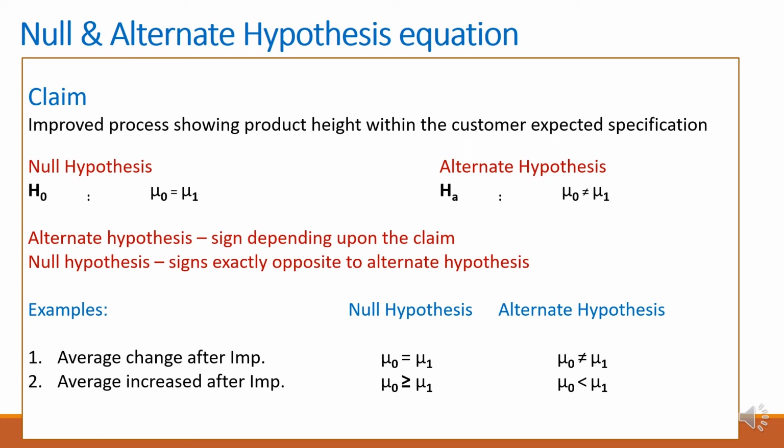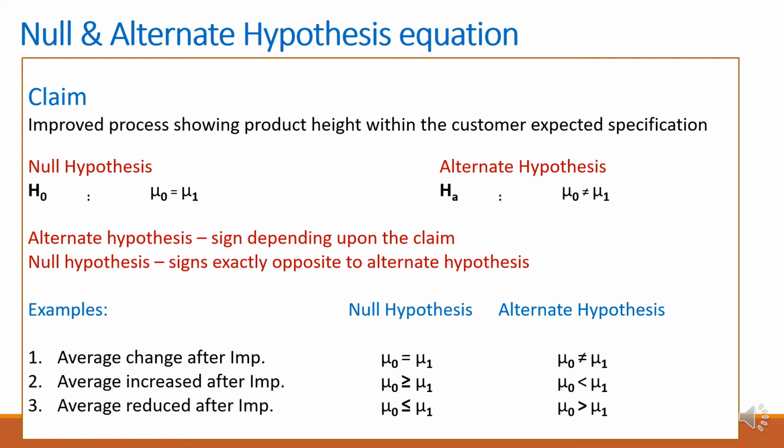Now the second one, average increased after improvement. The important thing to understand here is the increase. That means it is a one-sided requirement only. So first we write the alternate hypothesis. mu0 is before, mu1 is after improvement and increased, so mu0 less than mu1. That is the alternate hypothesis. Exactly opposite, the null hypothesis: mu0 greater than or equal to mu1. So this is one example for the increase.